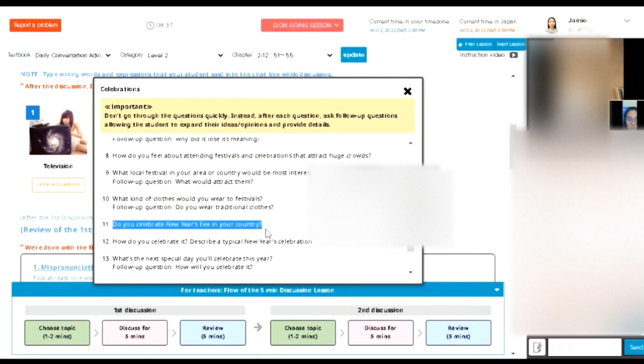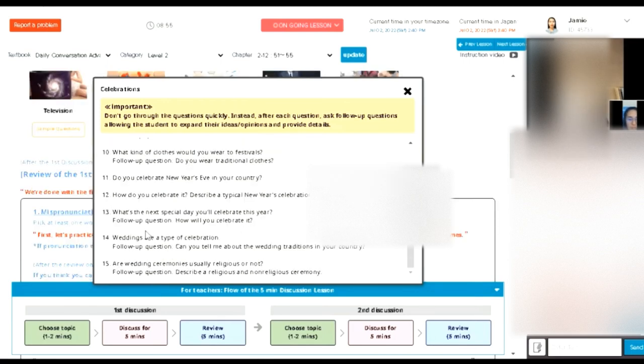How about this one? Do you celebrate New Year's Eve in your country? Yes. When? I think it's maybe January. January. Okay, so how do you celebrate it? We will go to our grandmother's house. Do you do that yearly? Yes. Okay, let's have another question.